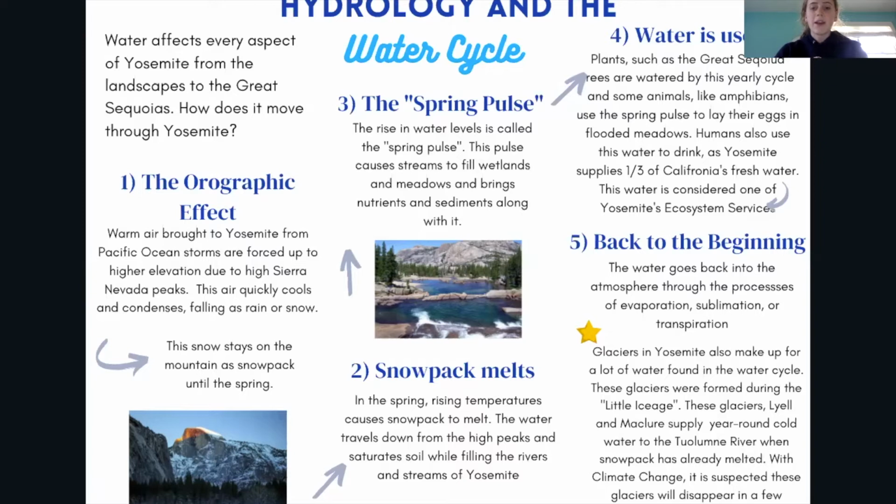Back to the beginning. The water goes back into the atmosphere through the processes of evaporation, sublimation, or transpiration. An important thing to note, glaciers in Yosemite also make up for a lot of water found in the water cycle. These glaciers were formed during the Little Ice Age.